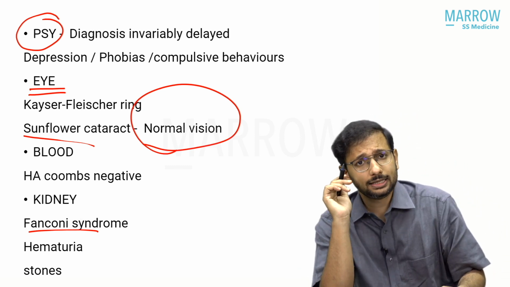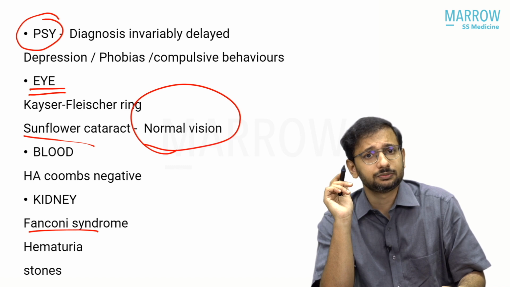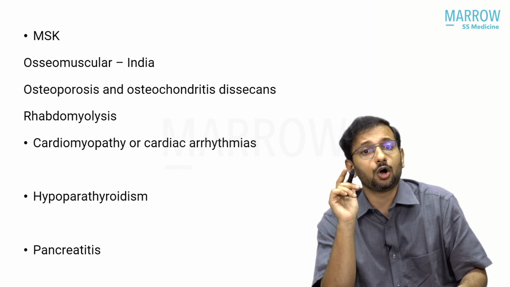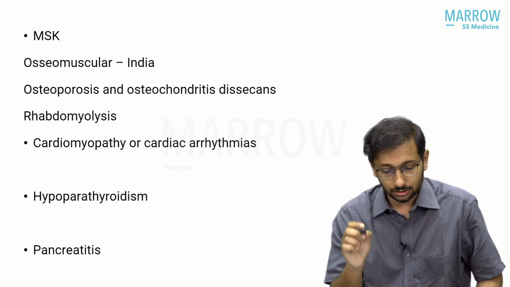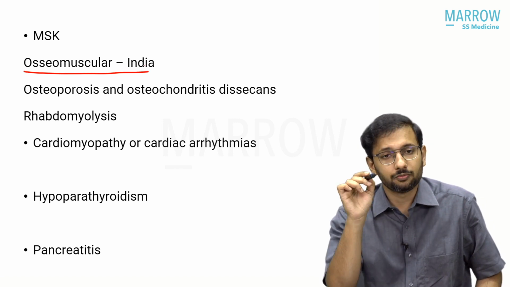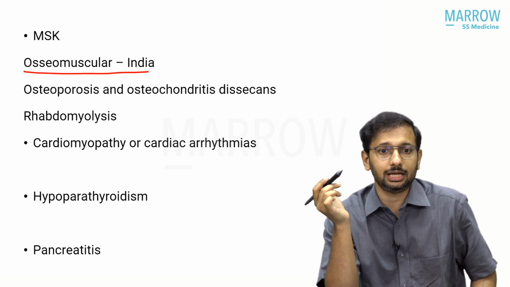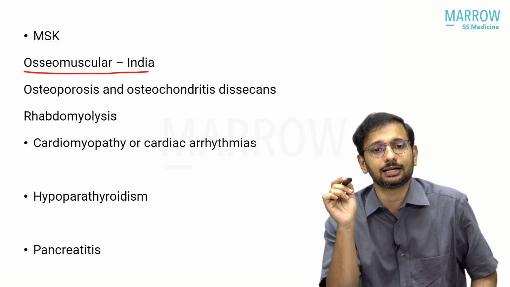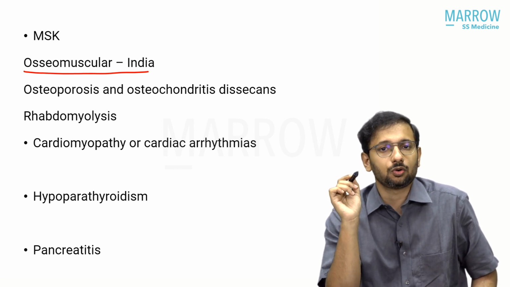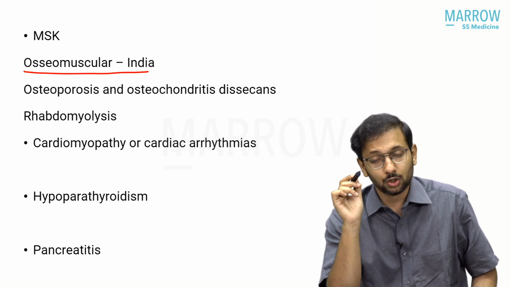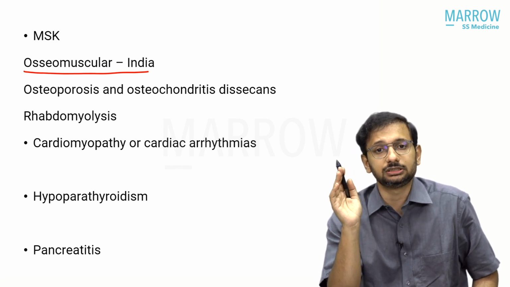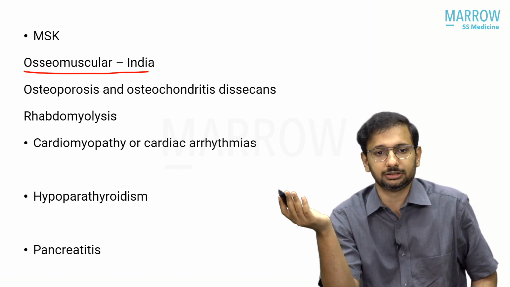Now, in India, there is another manifestation with respect to Wilson disease, which is osteomuscular manifestations. Now, this is probably important for the candidates who are planning to write AIIMS and PGI because this is one of the questions they ask. Osteoporosis, osteochondritis dissecans and rhabdomyolysis. So, osteomuscular manifestation is seen in India more than in other places in the world.